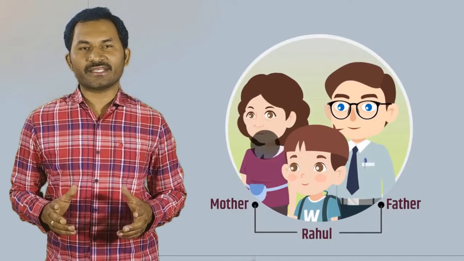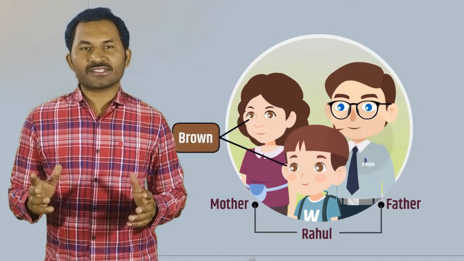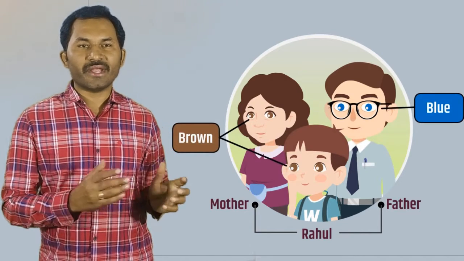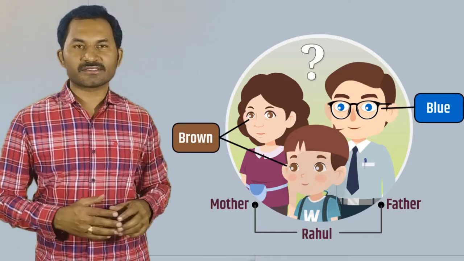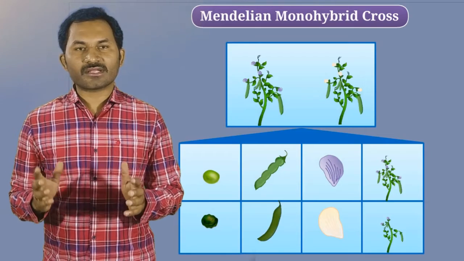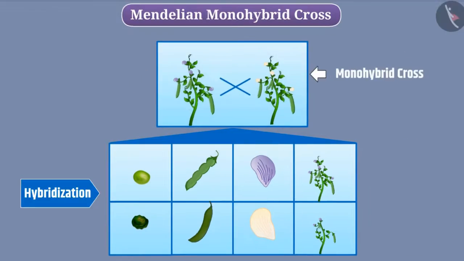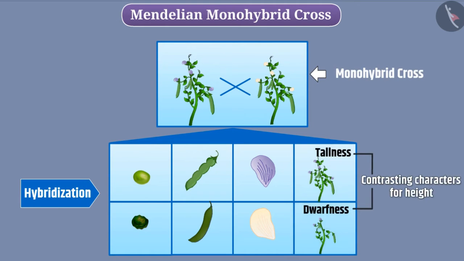Hello children, can you guess how the children get the same features as their parents? We get the answer to this question with the Mendelian monohybrid cross. Hybridization of two plants with a pair of contrasting characters is called a monohybrid cross. Tallness and dwarfness are two contrasting characters of height.